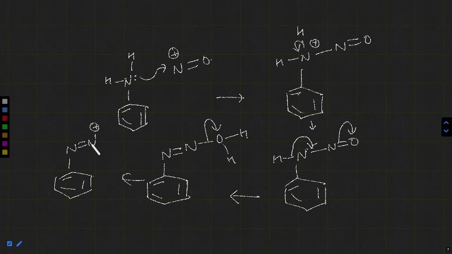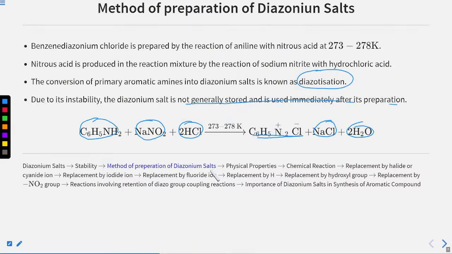Here we will have a positive charge. Now the counter ion can be anything depending upon the acid that we are using to protonate it. The counterpart of that H plus will be coming up here as X minus. So this is the mechanism that is followed for the preparation of diazonium salt.